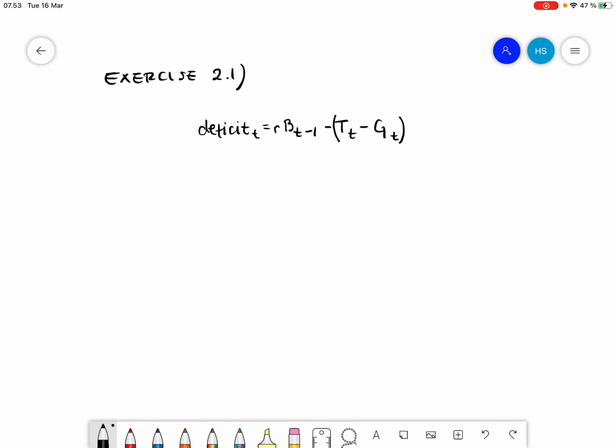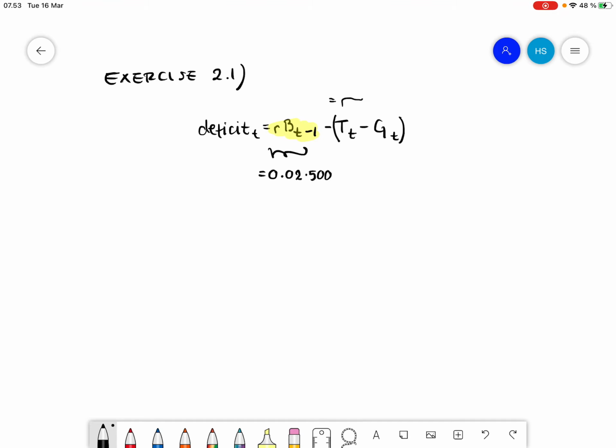In this exercise, we have to calculate the budget deficit and the debt to GDP ratio in period 1. The first term in our deficit expression here is the debt repayment. This term is very straightforward. The real interest rate is known. The real interest rate is 0.02. And initial debt, which is carried over from period 1, is equal to 500.